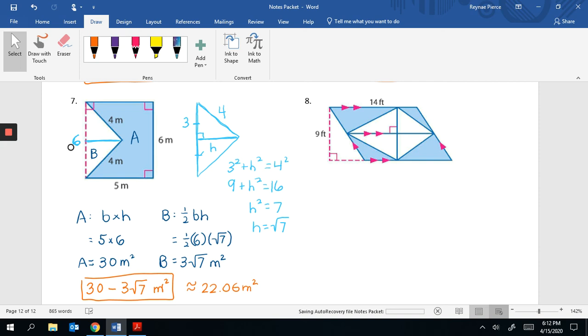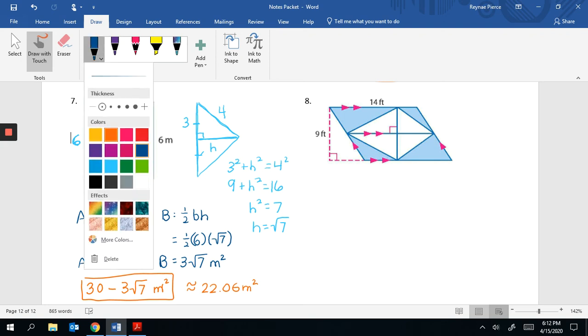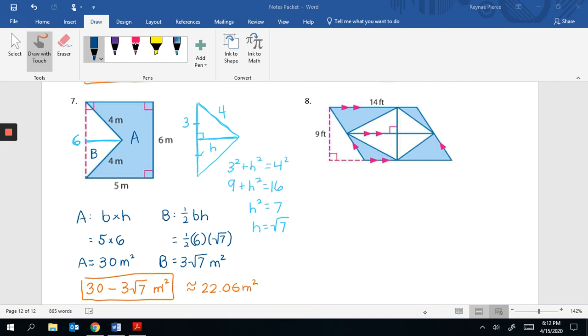Example 8, we're looking at a parallelogram. Okay, that's the big shape. And then this inside shape, that cutout portion, is actually a kite. Okay, so parallelogram is just like a rectangle. We take base times height. Base is 14, height is 9. So the area of that parallelogram without the kite cut out of it is 126 square feet.